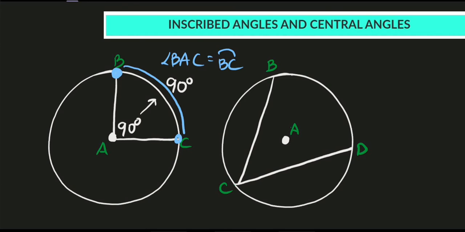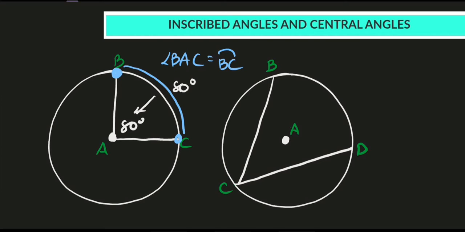Next, for example, let's say we have this intercepted arc. If the value of the intercepted arc is, let's say, 80 degrees, automatically the central angle is equal to 80 degrees. So that is for the central angle.